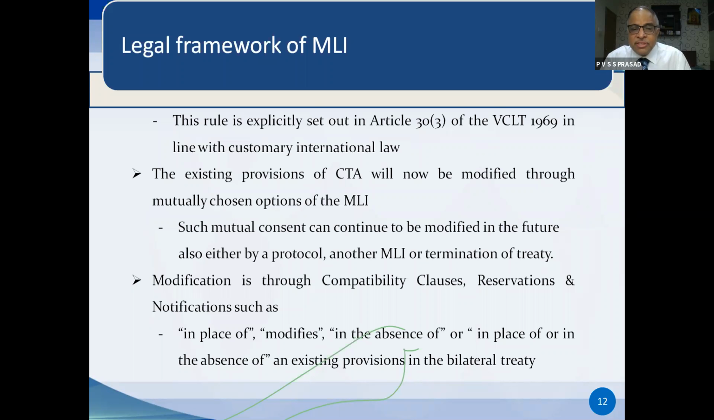And then modification is through the compatibility clause. How is this modification achieved? Very interesting. The legal pundits will look at the compatibility clause. They said these compatibility clauses will bring the required amendment, the required modification to the existing provisions of the treaties. That is what they have suggested. And what are these compatibility clauses? In place of, modifies, in absence of, in place or in absence of. These are the compatibility clauses that are used in the respective articles of MLI, which we will discuss in the later slides in detail.